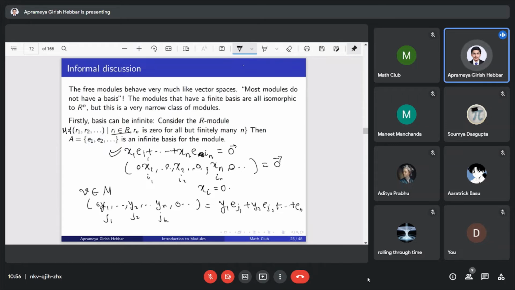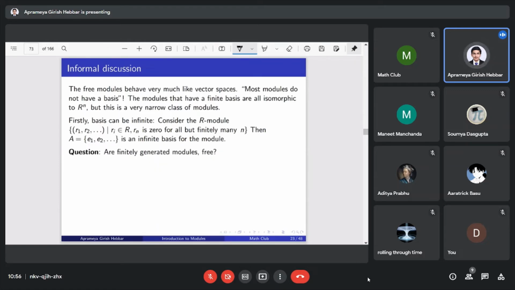So in order to ensure this, we restrict to the condition that Rn is 0 for all but finitely many n. So this clearly proves that A is a basis, but A is actually an infinite set, and you can't find a finite basis. For example, if you take some finite set of vectors, then I can go far away and place some values in the far away places to get a contradiction. So you can't have a finite basis in this set. In particular, this module is not free.